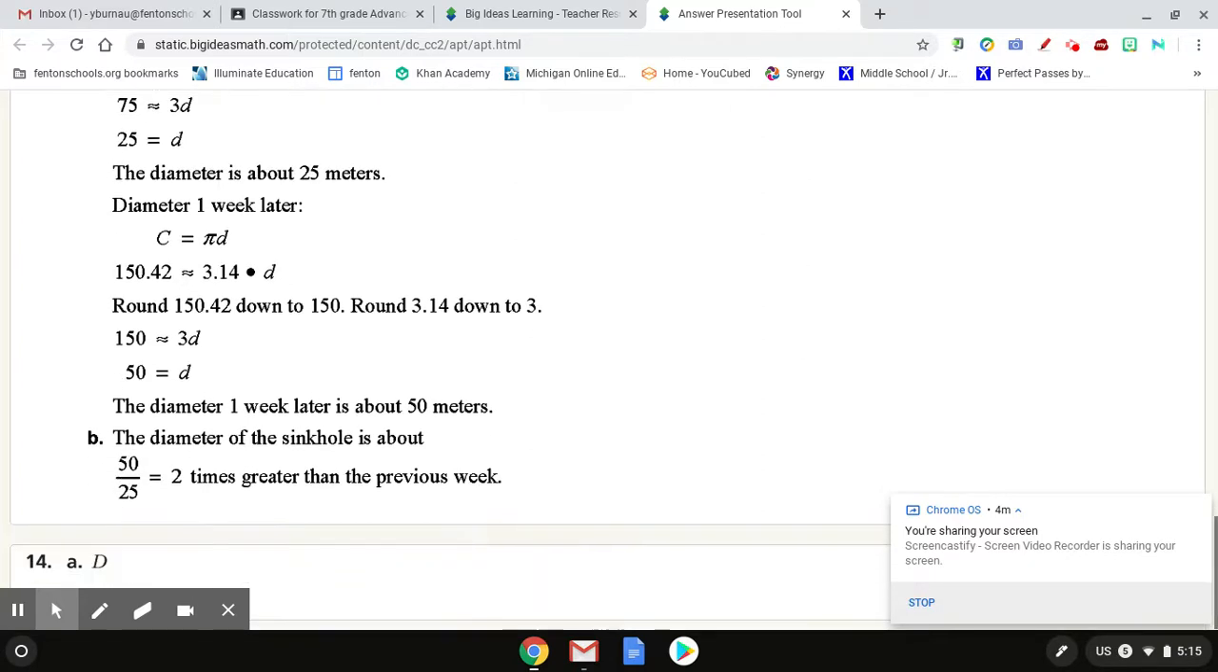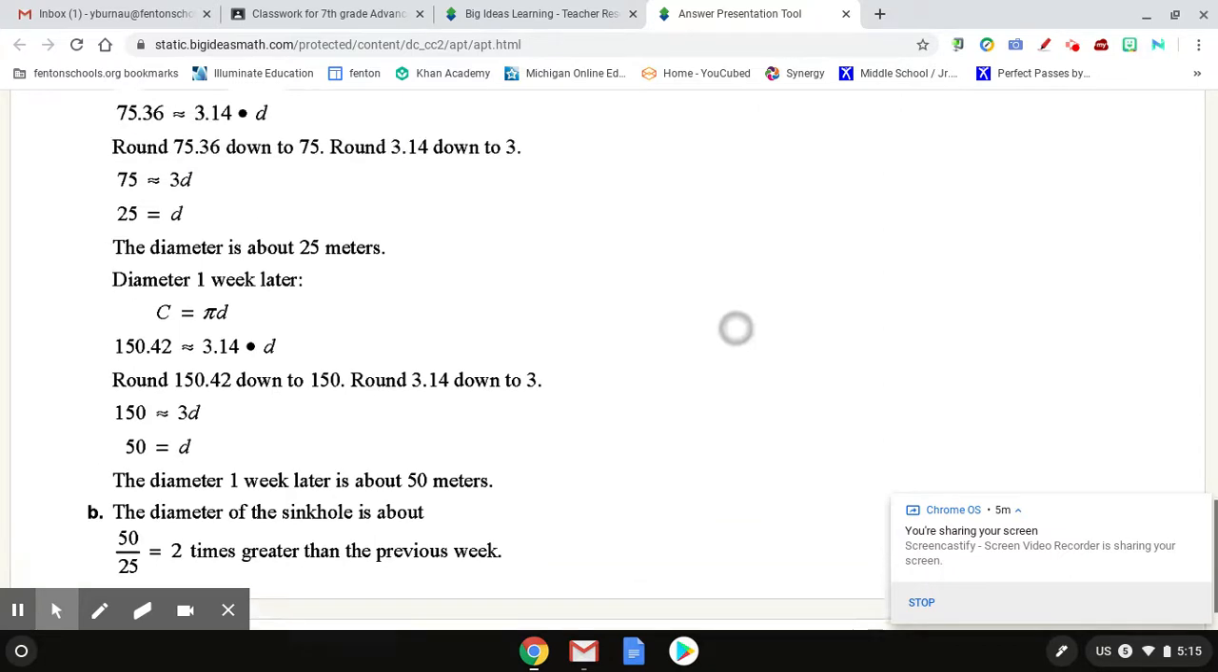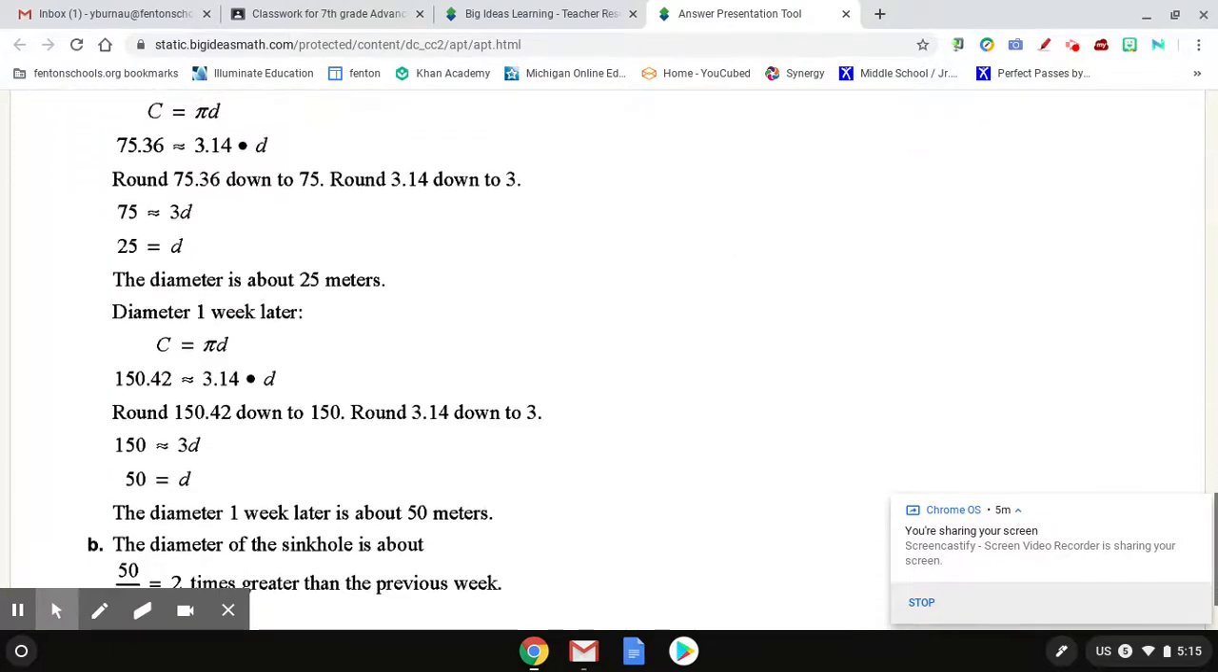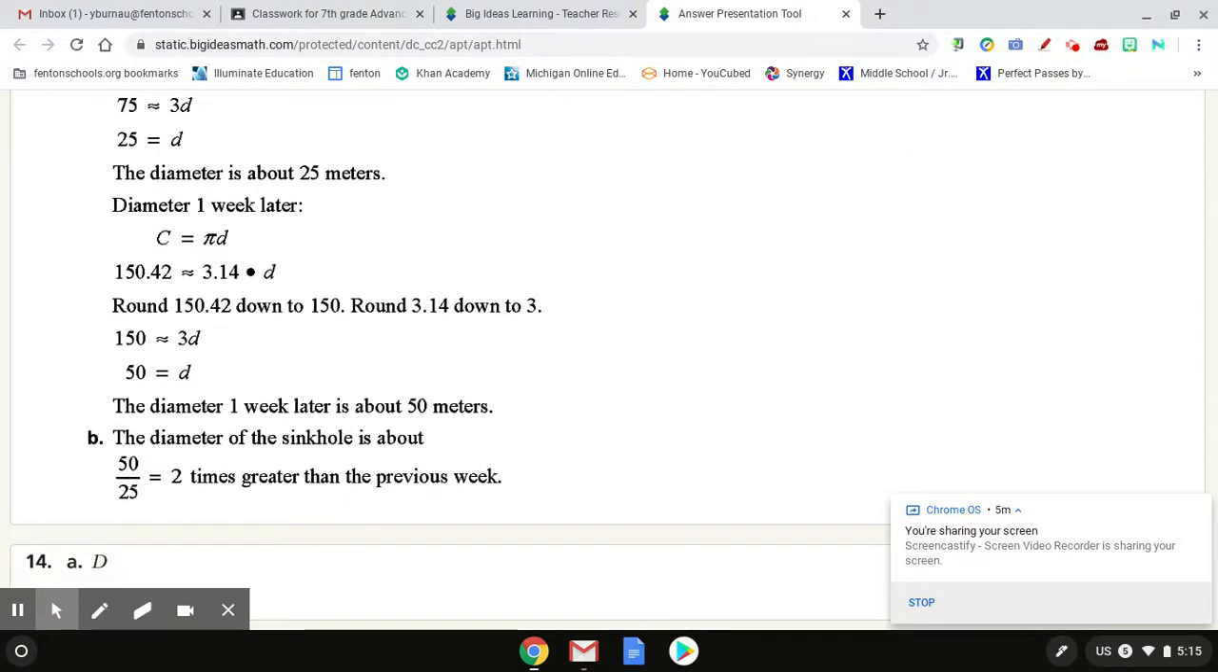All right, the second one. How many times greater is the diameter of the sinkhole now compared to the previous week? Well, if it was 25 previously, and 50 now, or I have that reversed, sorry. It's now 2 times greater. 2 times greater because the sinkhole is getting bigger.